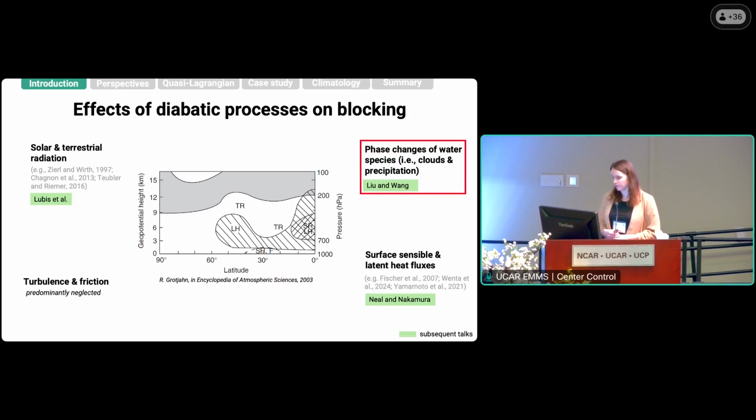And we also will hear another talk about this in more detail later. We also can look at surface sensible and surface latent heat fluxes. And there has been some work done, especially in the last 3 years, by people looking more into oceanic maintenance and especially the role of the Gulf Stream for blocking development over Europe. We then can look at turbulence and friction, but they are predominantly neglected. And one category that is kind of left over is the phase changes of water species, where we also see a subsequent talk. And this is also the part that I want to focus on today.